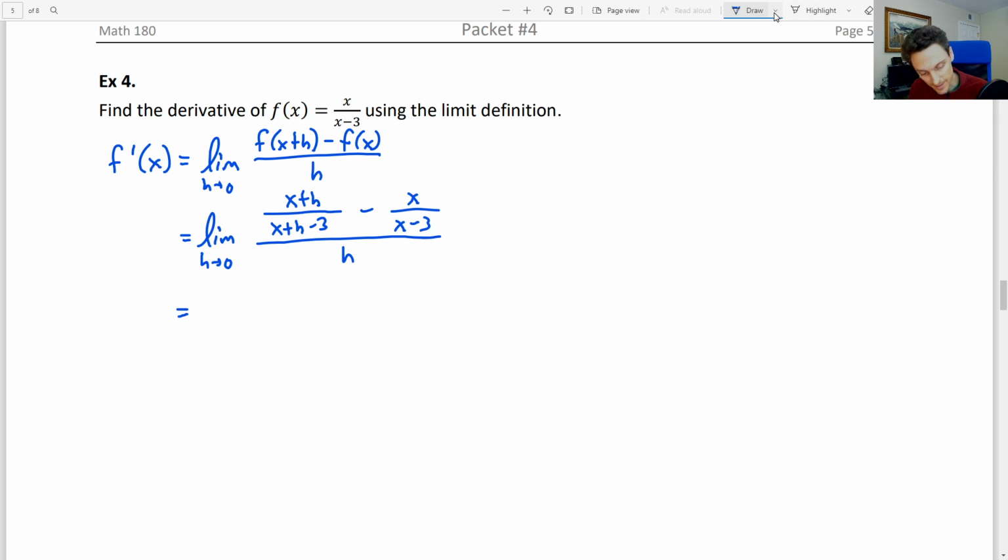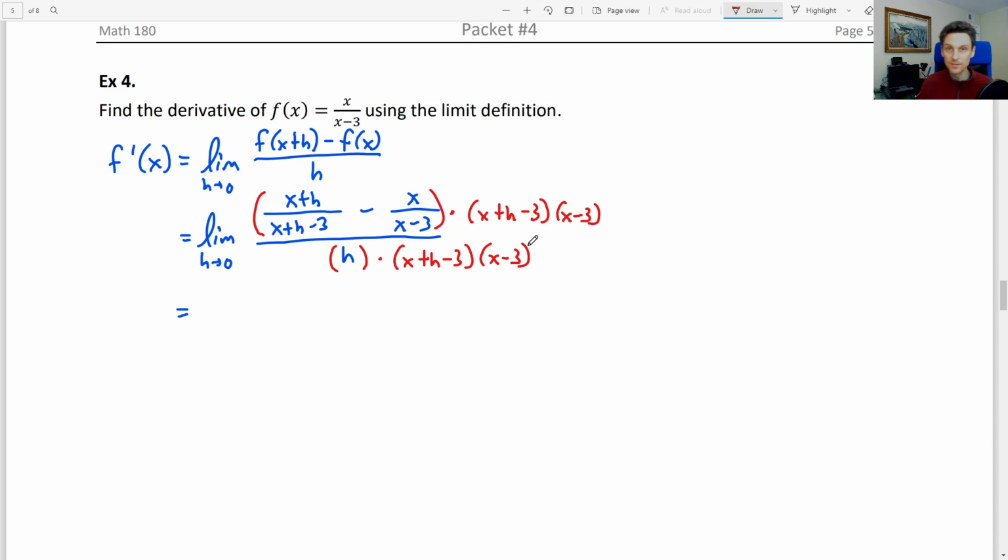And the way we can do that is multiply the top and the bottom of the big fraction by the LCD of the little fractions, the least common denominator of the little fractions, which will be x plus h minus 3 times x minus 3. It's just the product of these two denominators. So then you want to make sure to do the same thing to the bottom, so you're not actually changing the fraction. As long as you scale up the top and the bottom, like multiply the top and the bottom of the fraction by 2, then you haven't changed the value of the fraction overall.